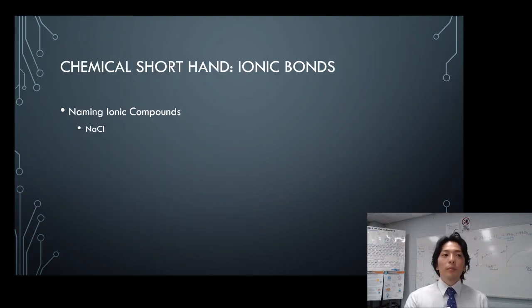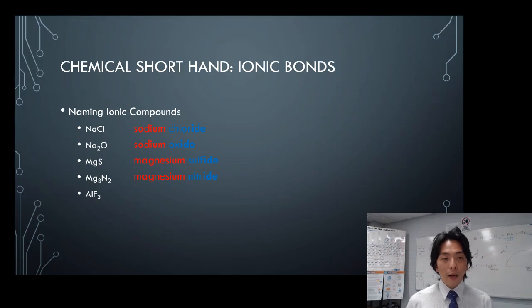All right, let's go through this together. NaCl, that will be sodium chloride. Na2O, sodium oxide. Hope you're keeping up with me. MgS, that would be magnesium sulfide, IDE ending. Mg3N2, Mg would be magnesium, N being an ion would be magnesium nitride. AlF3 would be aluminium fluoride.